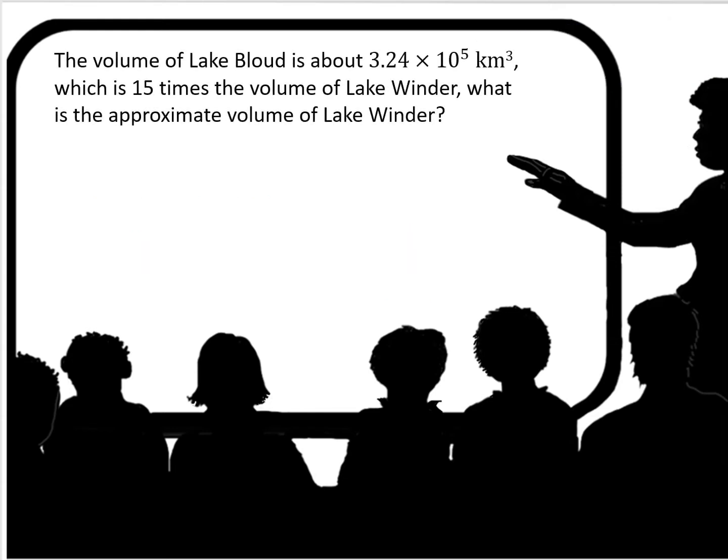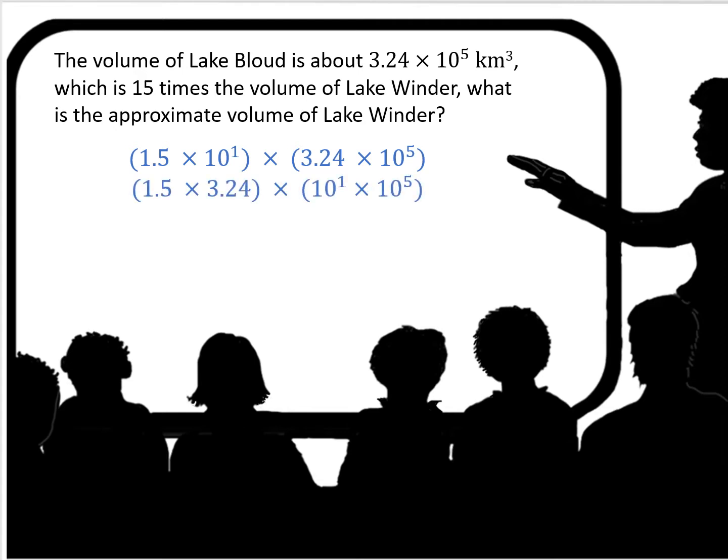The volume of Lake Bloud is about 3.24 times 10 to the 5th kilometers cubed, which is 15 times the volume of Lake Winder. What is the approximate volume of Lake Winder? So we set up our problem, and we know that 15 in scientific notation is 1.5 times 10 to the first. So we're going to multiply, and again we use the distributive property.